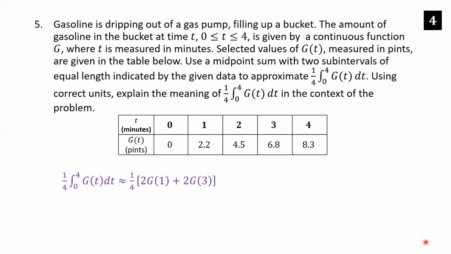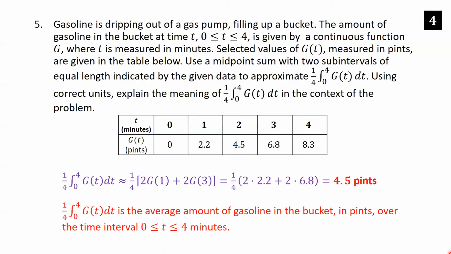Okay, so we have 1/4. I'm just leaving that where it is. And then each of these subintervals, 0 to 2 and 2 to 4, have length 2. So that's where the 2's come from. And we're using the midpoint, so we're going to take g of 1 and g of 3. All right, so just plug in those numbers. g of 1 is 2.2, g of 3 is 6.8. So we have 2 times 2.2 and 2 times 6.8. Add those up and divide by 4, and you get 4.5 pints.